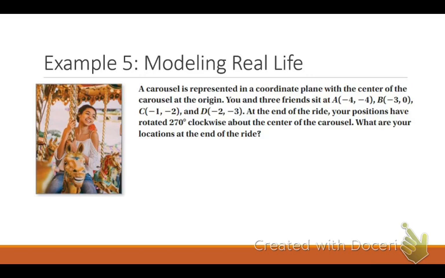All right, so guys, all we're doing here, it says at the end of the ride, if you've ever ridden one, do you end up at the same exact spot at the end of a ride? The answer is no, you don't. It just rotates for like 2 minutes and then it stops wherever it stops. So it says at the end of the ride, your positions have rotated 270 degrees clockwise. So now you need your code. What are you doing to your original ordered pairs at 270 degrees clockwise?